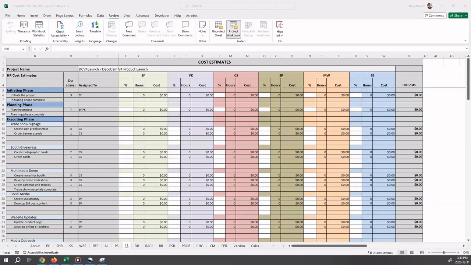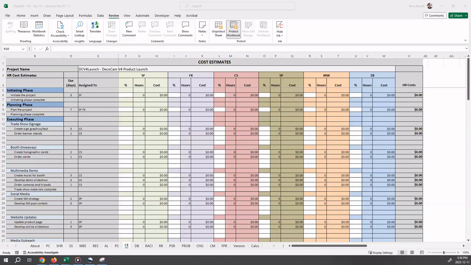There are two types of cost estimates to create: human resources cost estimates and other cost estimates. For the human resources costs, all activities are listed. The duration and assigned to information from the activity list is displayed. For each resource assigned to an activity, the percentage of their time dedicated to the activity should be entered.